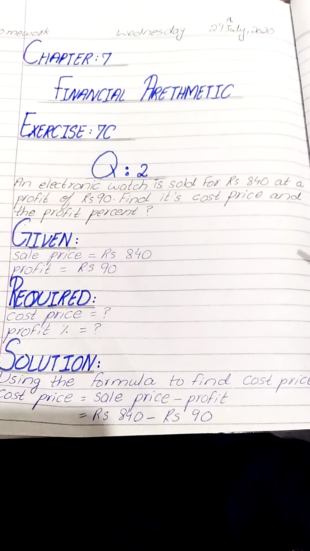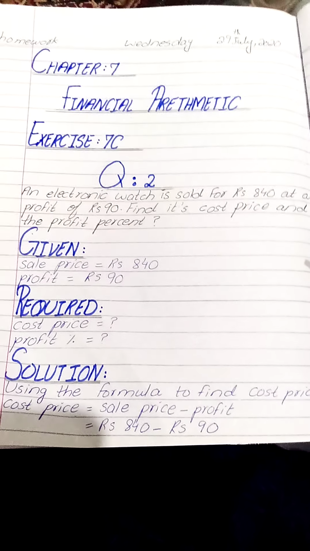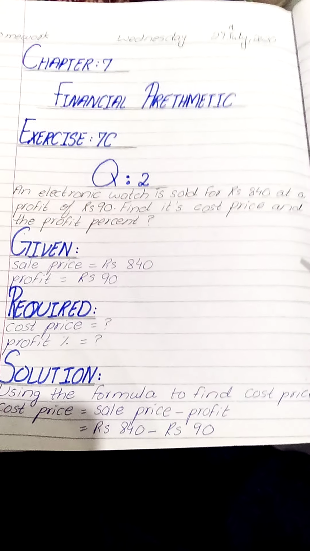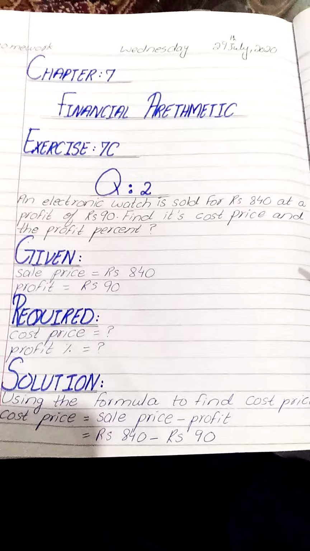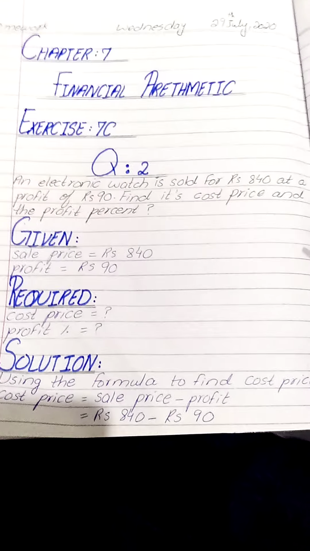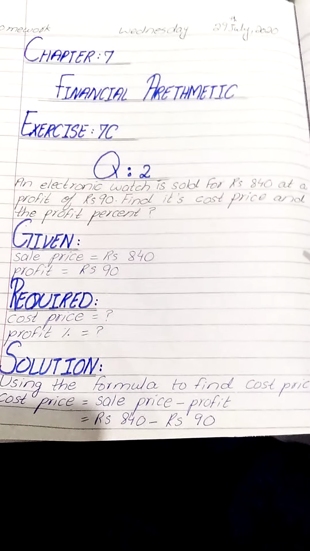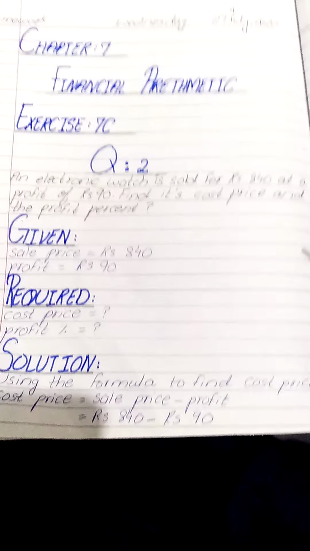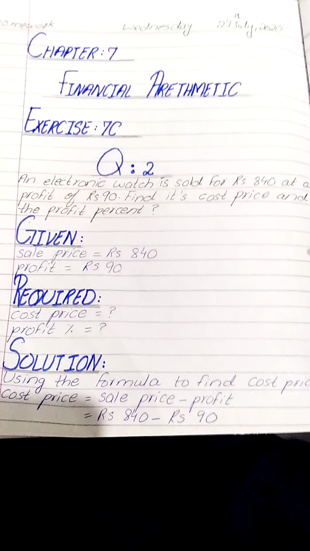This question is about the electronic watch that is sold for rupees 840, and when it was sold we got a profit of 90 rupees. We don't know the cost price, so we have to find the cost price, and we have to find the profit percent.